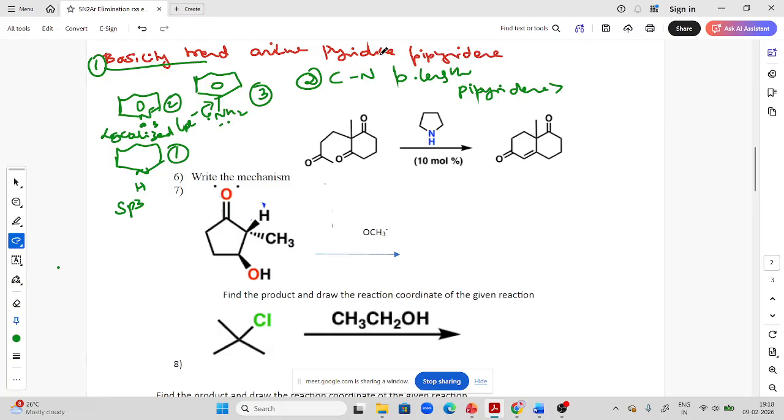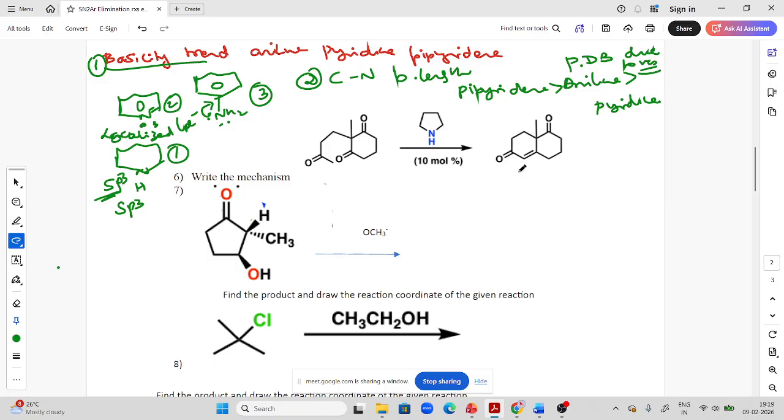Seriously? You're just reversing the order. Till this, what you said is right. Sorry, ma'am. Piperidine, aniline, and pyridine, because we have a single bond. You correctly used the word. It is a partial double bond character due to resonance.